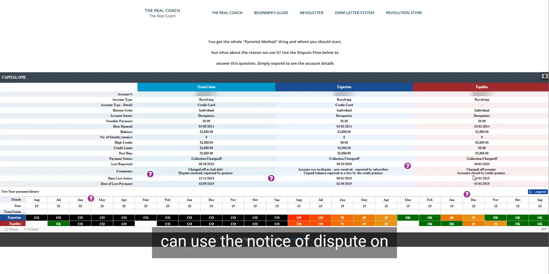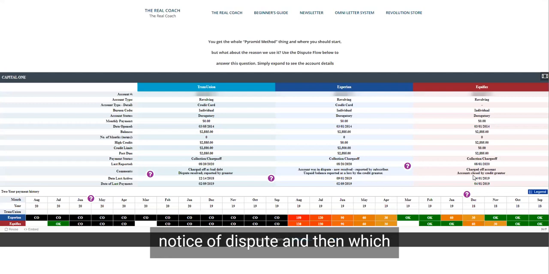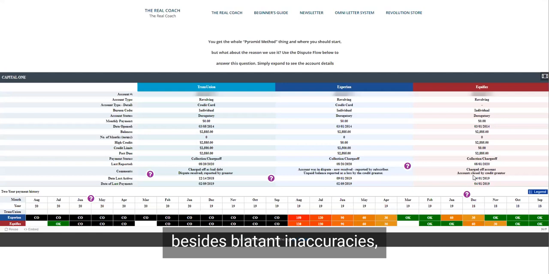So you can use the notice of dispute on round, let's just say 3. I mean, you can use it on round 2, but I really wouldn't. I would say that's all round 3. I would do blatant inaccuracies, date last active, date last paid, or notice of dispute, and then which of the 2 you did not use on round 4. Okay, so I hope this clarified a little bit more about the whole dispute flow and why these are important, why they are the most important besides blatant inaccuracies, and why you should be using them.